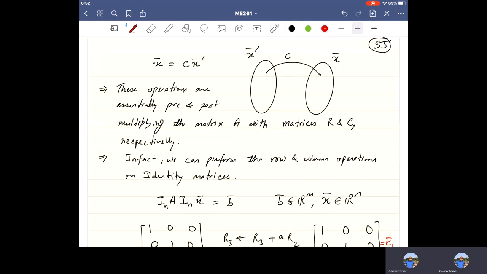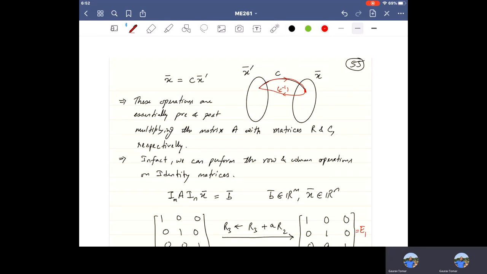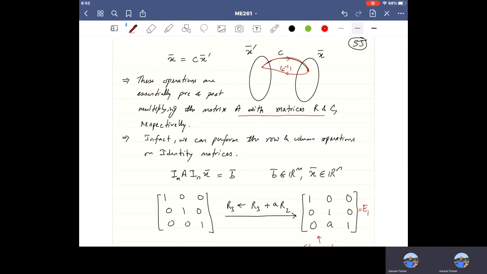Now we can see this as a change of basis or as another mapping. So you get x from x prime through C, and this has to be invertible. So essentially this has to be a one-to-one mapping. That means if you want to go back, you can know exactly where you have come from using the C inverse mapping. If it's a one-to-one mapping, then it's invertible also. One-to-one and onto is an invertible mapping. So you can define C inverse also; C inverse would exist. So these operations are essentially pre and post multiplying the matrix A with matrices R and C respectively.